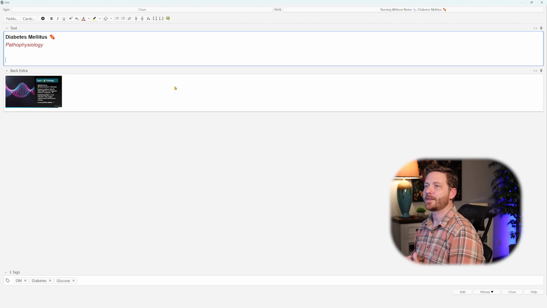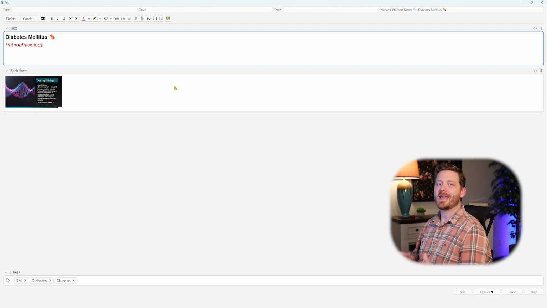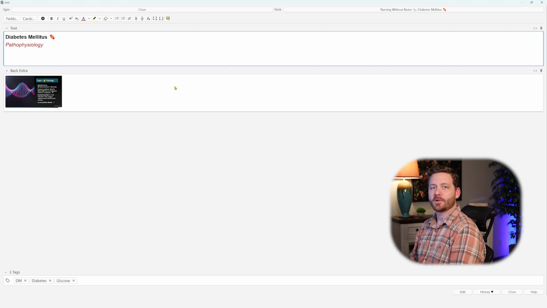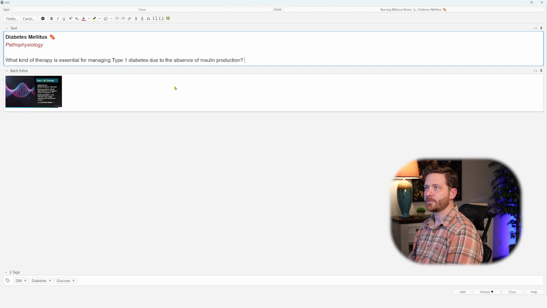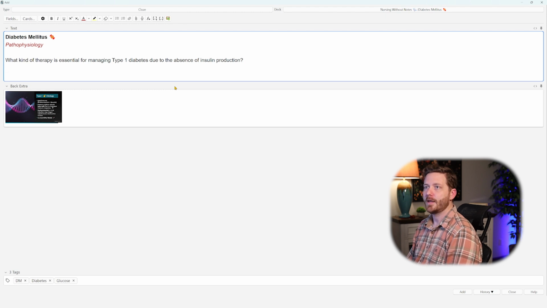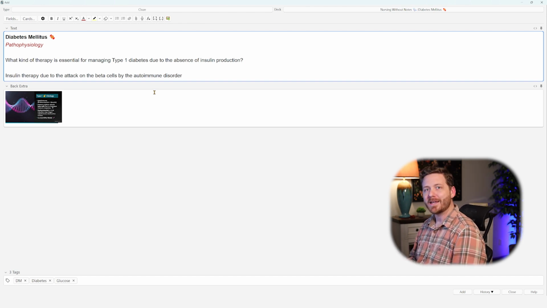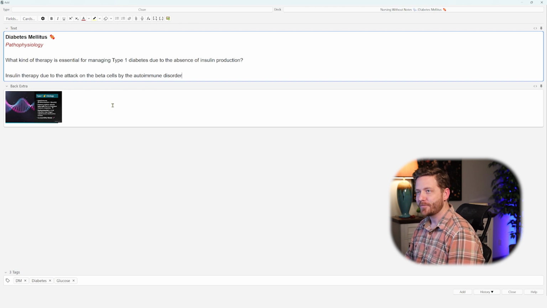All right, so the other high yield fact that we really need to commit to memory is the fact that since they have no beta cells that are functioning properly, they are going to be on a lifelong regimen of insulin. With that said, let's write a question here. So what kind of therapy is essential for managing type 1 diabetes due to the absence of insulin production? And that is going to be insulin therapy. All right, insulin therapy due to the attack on the beta cells by the autoimmune disorder.